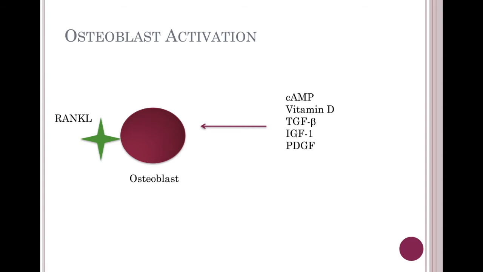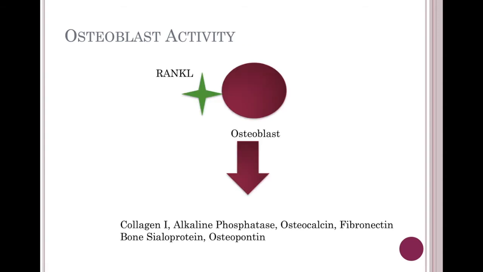By contrast, osteoblasts are what lay down the bone structure. And so there's a lot of things that will activate osteoblasts, such as cyclic AMP, vitamin D, TGF-beta, IGF-beta, and PDGF. And these will stimulate the osteoblasts along with other factors to induce the remodeling or the reformation of bone. So osteoblasts, when they're activated, will produce collagen. They'll produce alkaline phosphatase, osteocalcin, fibronectin, and many other factors that'll result in the production of bone.